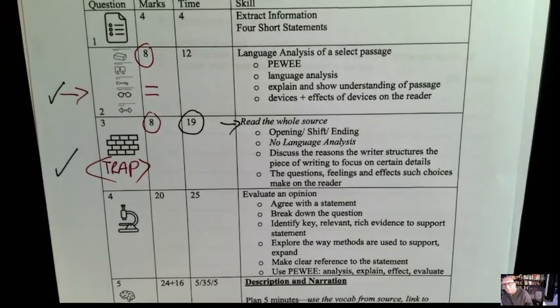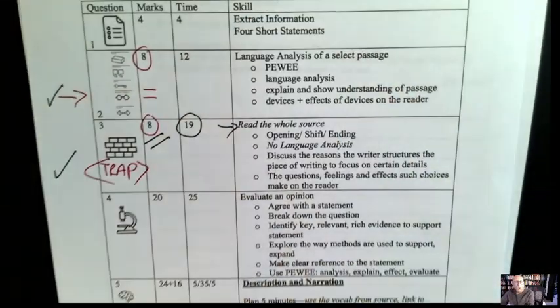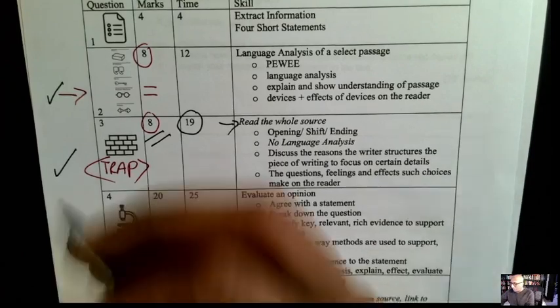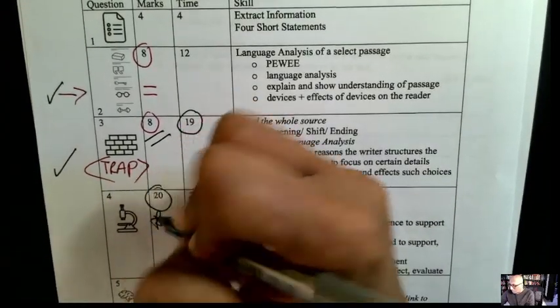We've discussed not using language analysis. We talk about carving up the source and not making it too complicated, given that it's only 8 marks, that it's the same as question 2. When I say trap, it doesn't mean to do more. It means to do less. It means to be more strategic and more quick, and really bring your attention to the 20 marks here for question 4.